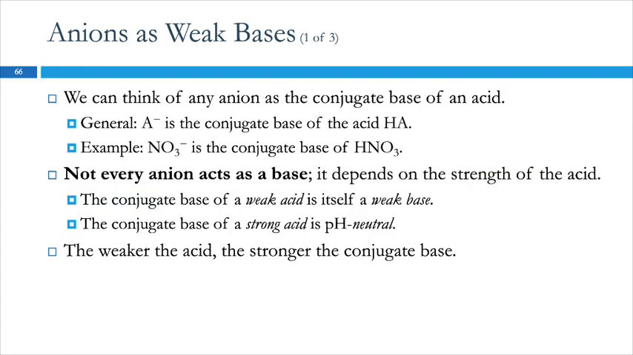So we can think of any anion as the conjugate base of an acid. So if we call our anion A-, that's the conjugate base of the acid HA. Because to take a base and make it into a conjugate acid, you add hydrogen ion. To take an acid and make it into the conjugate base, you subtract hydrogen ion. So if we look at NO3-, this is the conjugate base of nitric acid. This is the acid, that's the conjugate base.